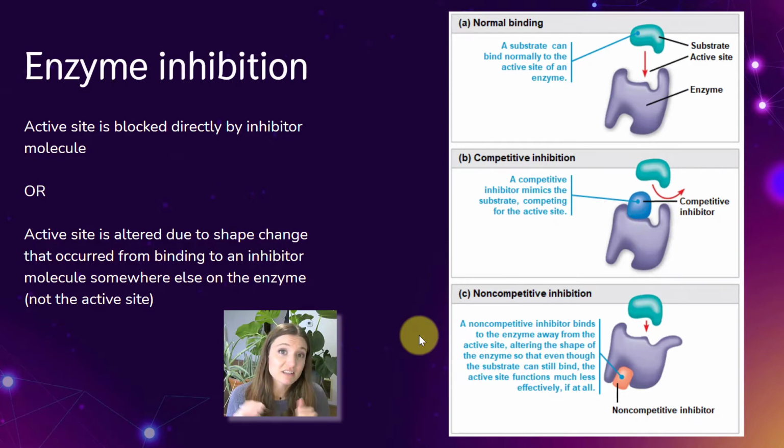That shape change that's caused by that non-competitive inhibitor binding to that allosteric site means that now the active site has changed shape. So now this active site is no longer functional for that substrate to bond to. Okay. Either way though, these are molecules that will bond to the enzyme to prevent it from functioning. These don't always have to be permanent blocks to that enzyme working, right?